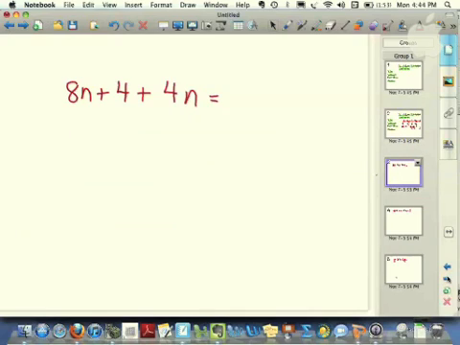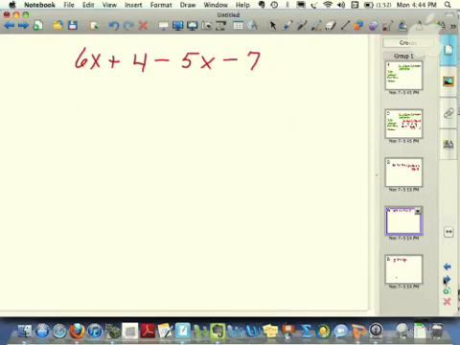Let's look at an example of adding the terms in an algebraic expression. In this one, it has 2 like terms. You don't always rewrite them together, but I will in this example. I'll write the 8n and the 4n next to each other, plus the constant 4. To simplify it, I simply add the coefficients of the 2 like terms, 8 and 4. That's 12n plus 4. And I don't add the 12n and the 4 because the 12n is a variable term and the 4 is a constant. So I can't add those together.